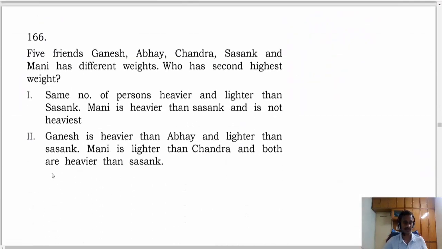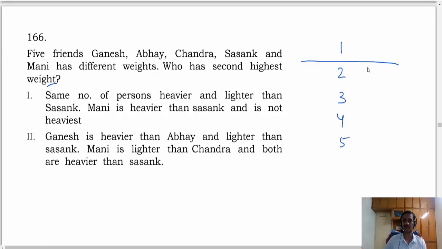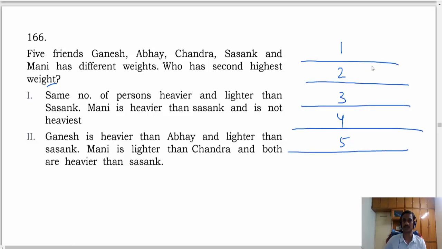Then 166. Now in this 166, 5 friends, different weights. Who has the second highest weight? 1, 2, 3, 4, 5. Among these 5 members, who is second highest, meaning who comes at the second position? Tell me how to identify this one. With which condition do we get the answer? Same number of persons heavier and lighter than Shashank. So Shashank must be at the third place.